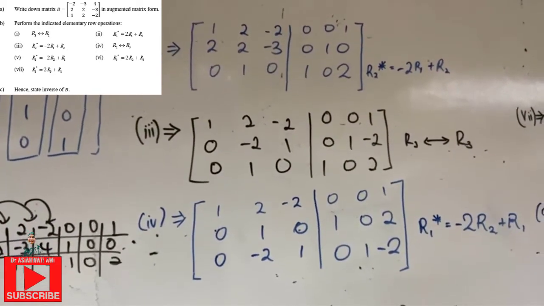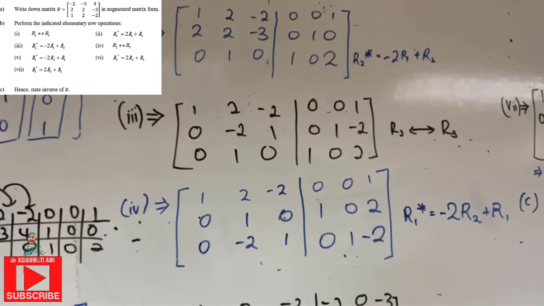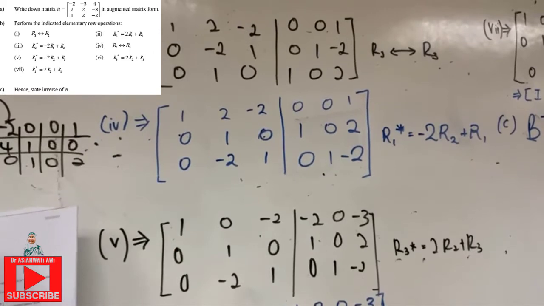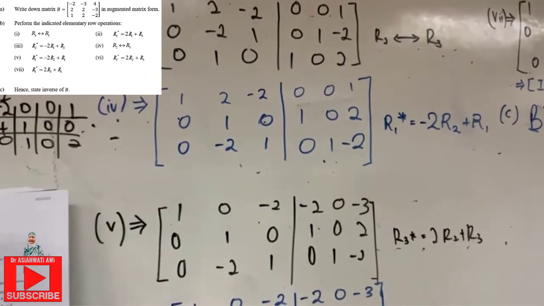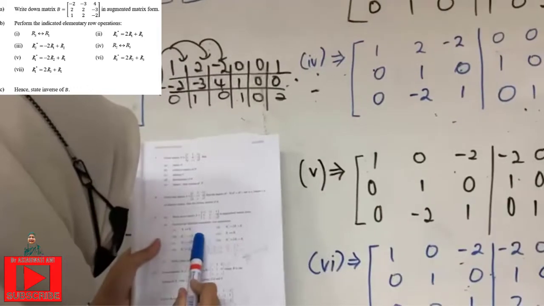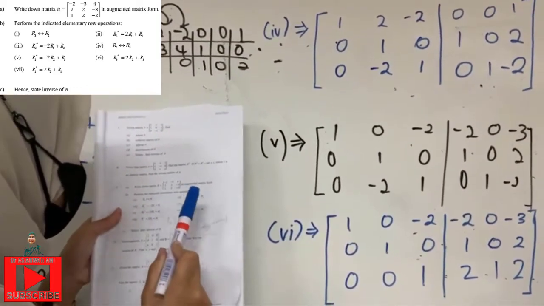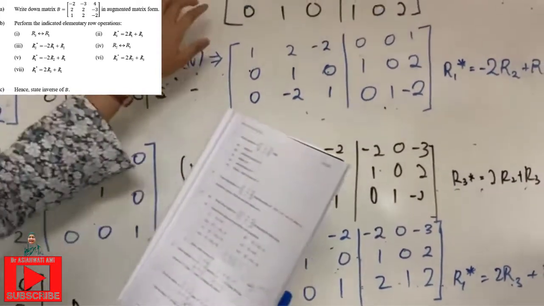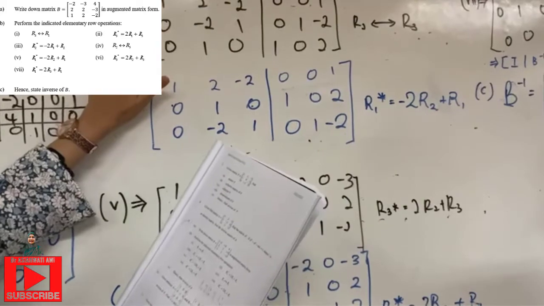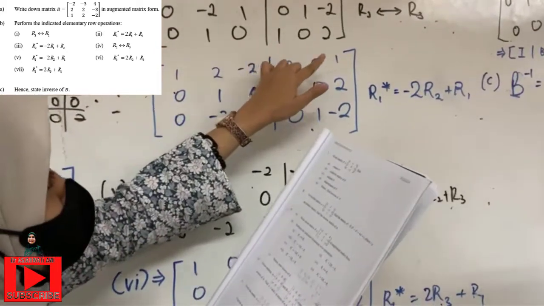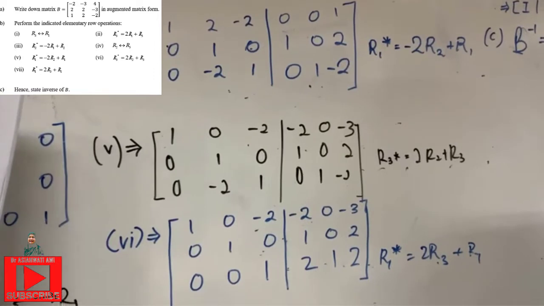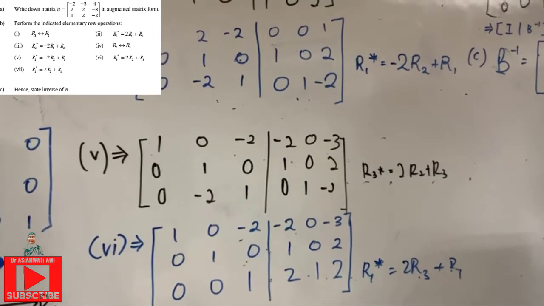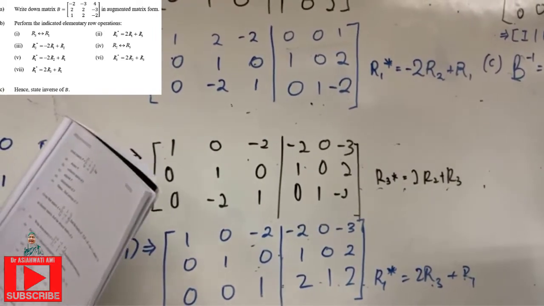Okay, that is for 2nd Roman, and then for 3rd Roman also the same thing. It wants us to change the second row, so we need negative 2 times row 1 plus row 2. So the same things we do, and then we got the row 2: 0, negative 2, 1, 0, 1, negative 2.